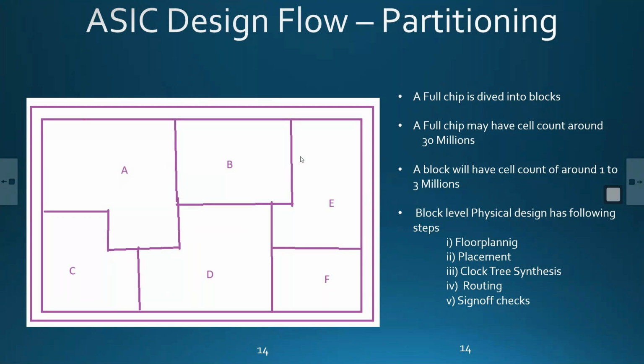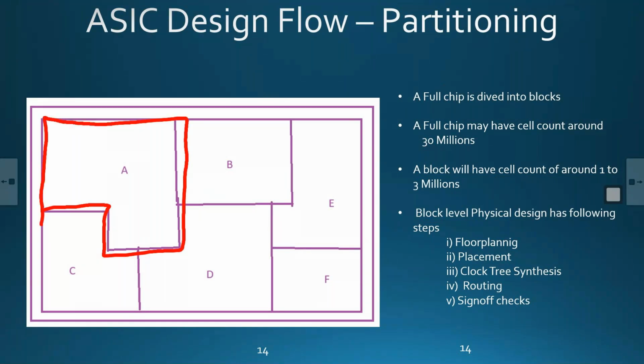If one person is handling 2 blocks, then we may require almost 30 to 40 engineers for one complete chip to do the block level physical design. So here physical design is of 2 types. One is full chip physical design. What is the role of full chip physical design? Take all the blocks, integrate, test, and send it to foundry. Next is block level physical design. This is only one block.